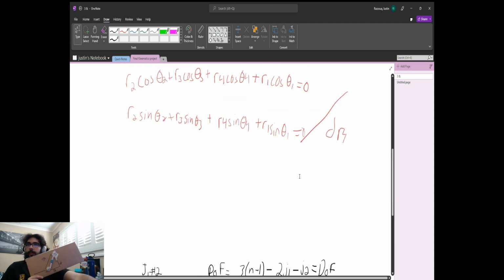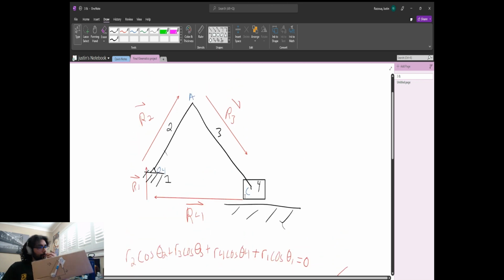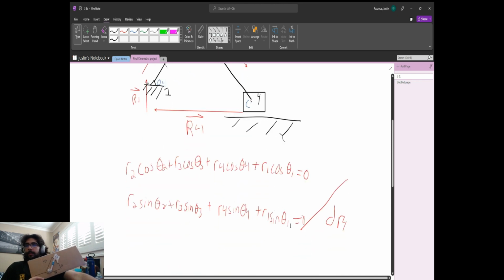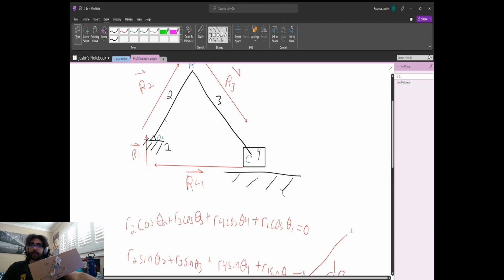And then up here, I made a vector loop using the mechanism, and what the vector loop does is it allows you to find velocity and acceleration using velocity analysis and acceleration analysis.